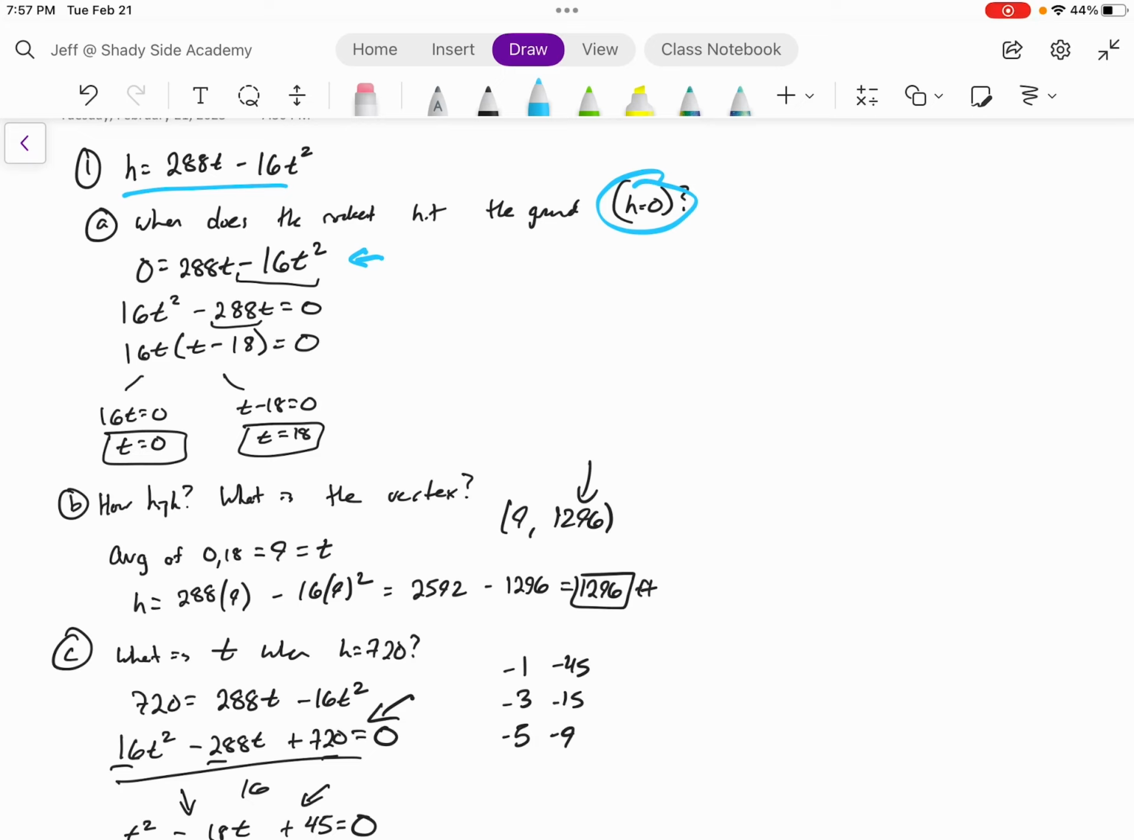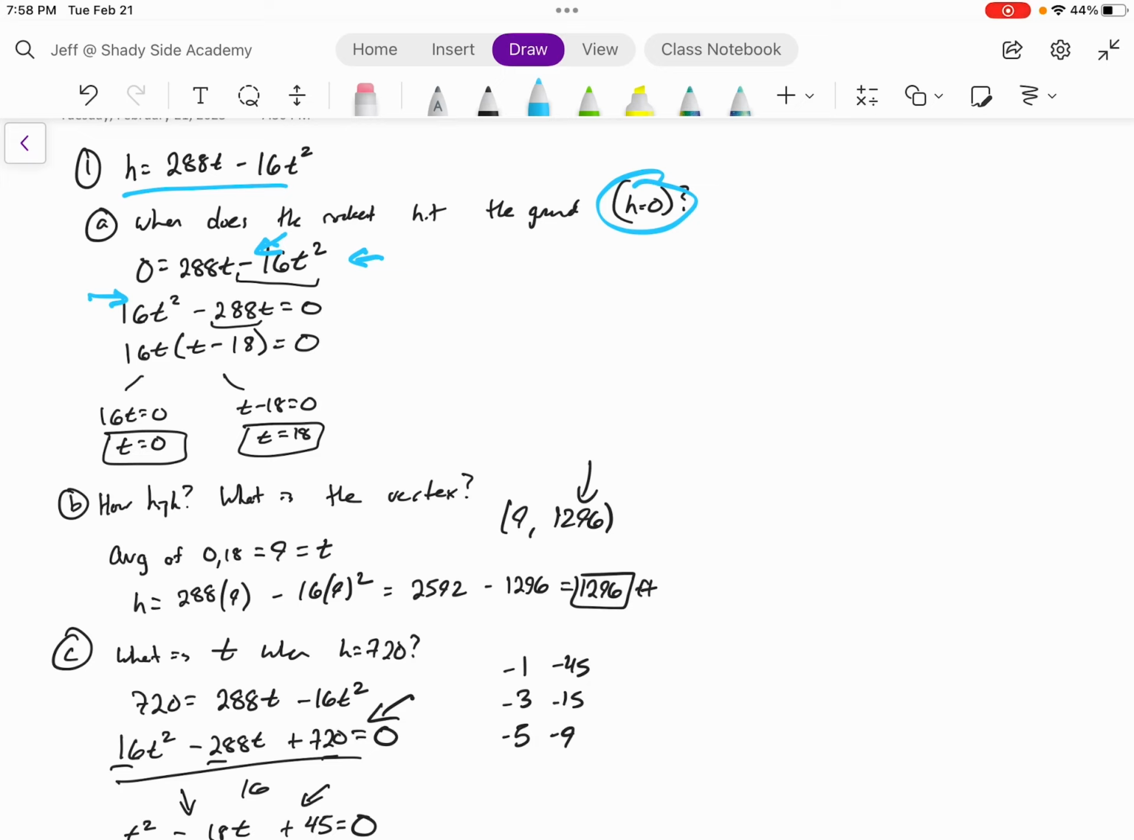A lot of us were challenged by this on the mid-year, okay? We're going to move everything to the left side, and so we're going to be left with 16t squared minus 288t. And the reason I do that is because we like the coefficient of the square term to be positive. This guy's negative here, this guy's positive. That makes us a little bit happier. But we don't have to do that.